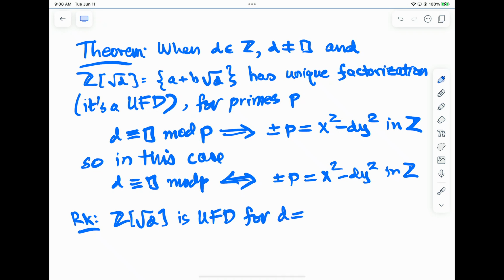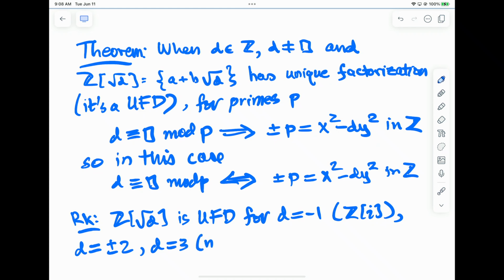So d = -1, that's the Gaussian integers. This is probably the first example people see. What other examples have people seen? You said 3. Anybody seen 2? Z[√2]? Z[√-2]? Plus or minus 2? Can I say plus or minus 3? No. Not -3. Z[√-3] does not have unique factorization.